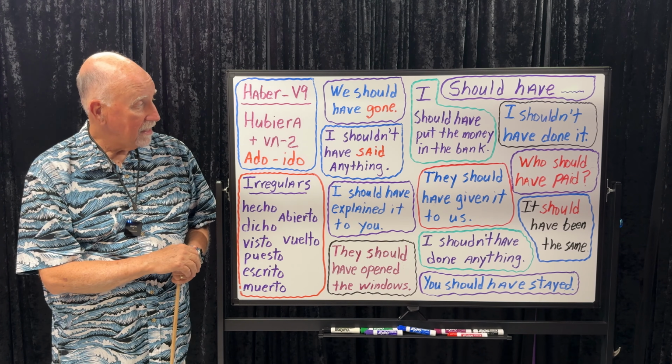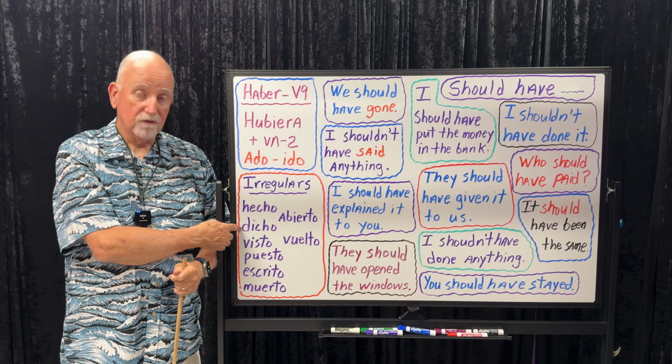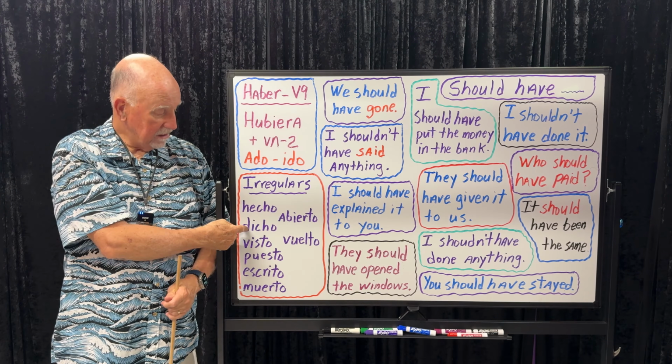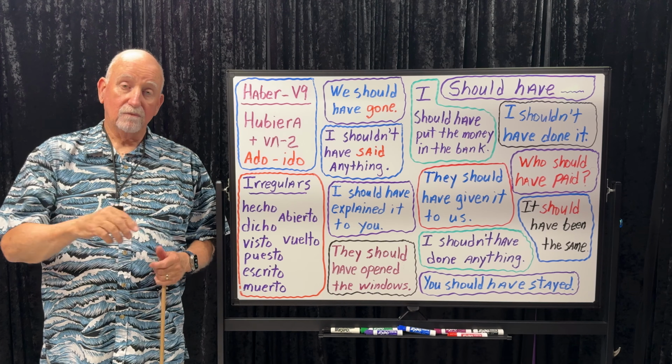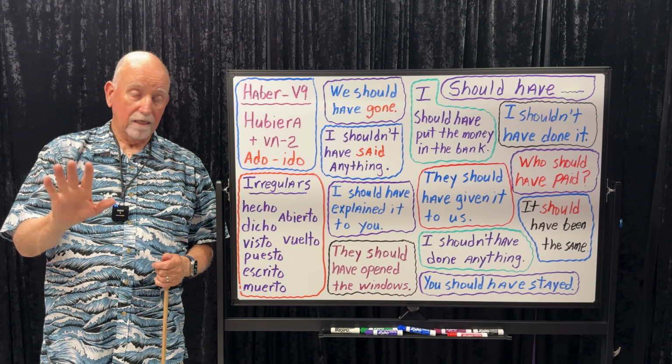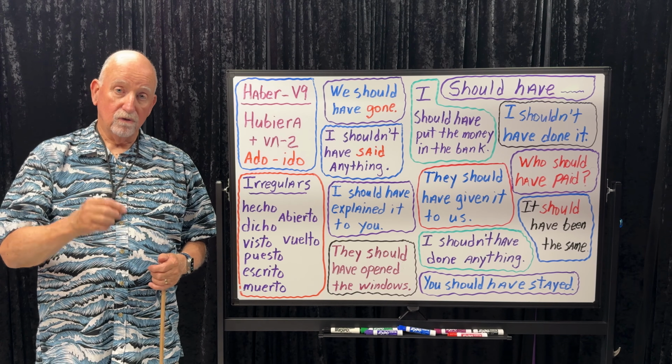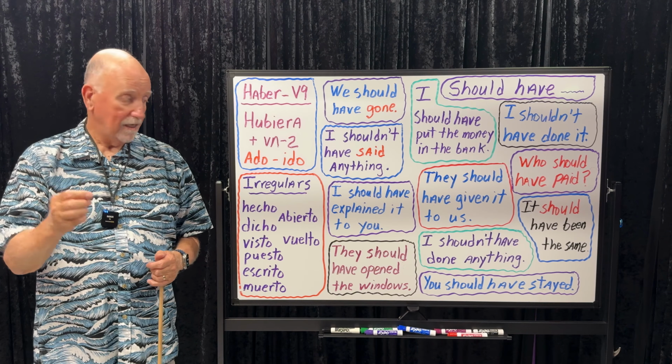I should not have said anything. Well, we're going to come up with dicho for said, right? I should not. Yo no hubiera dicho nada. Nada, when you look it up in a dictionary, it's going to say nothing, but here it's used in a double negative and the meaning becomes anything. Yo no hubiera dicho nada.